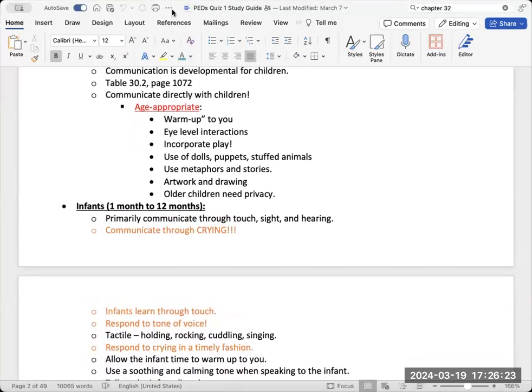Like making sure you have eye level interactions. You could incorporate play with them. You could use dolls, puppets, stuffed animals, depending on their age, right? You could use metaphors and stories. You could do artwork and drawing. And the older they are, like an adolescent, they're not going to want play and dolls and puppets and stuffed animals most of the time, right? If we're talking about a 16-year-old, right? So they might need more privacy and things like that.